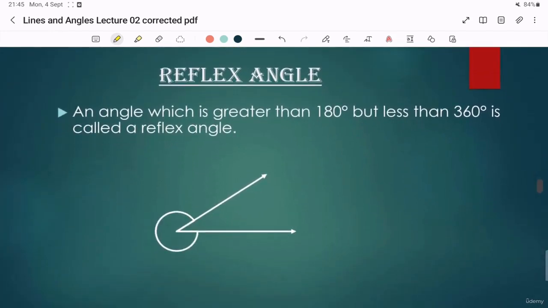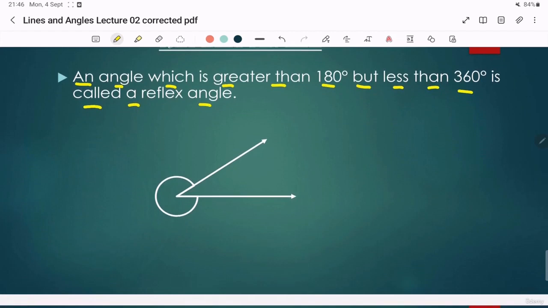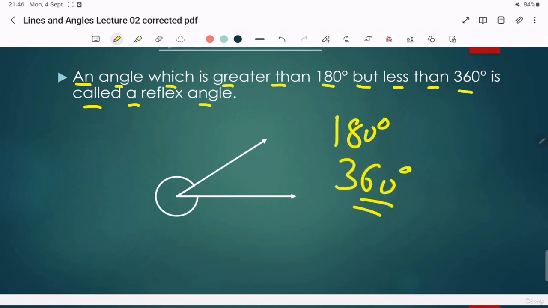Now what is a reflex angle? An angle which is greater than 180 degrees but less than 360 degrees is called a reflex angle. When the angle between two rays is such that the angle is greater than 180 degrees but less than 360 degrees, then that angle is called a reflex angle. We have one ray like this and another ray like this. So this angle between two rays is a reflex angle because it is greater than 180 degrees but less than 360 degrees. And we know this angle is an acute angle because it is greater than 0 degrees but less than 90 degrees, and this is the reflex angle.